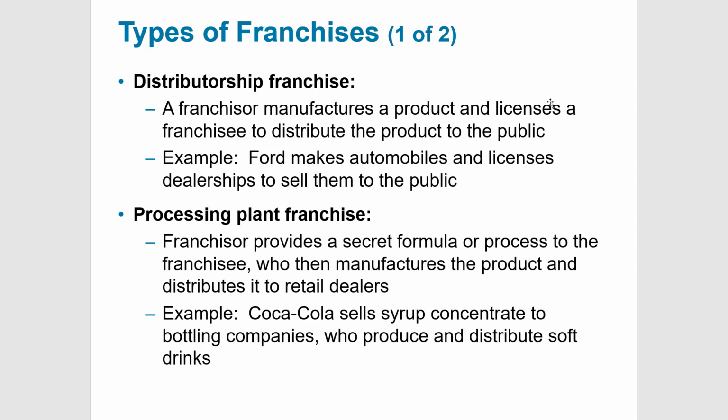So one kind is a distributorship franchise. This is where a franchisor manufactures a product and then licenses a franchisee to distribute the product to the public. So an example of this would be car dealerships. The way that cars are sold in the United States is kind of weird. We all basically have to go through dealerships, although Tesla is sort of trying to change this model. Maybe it'll change, maybe not. But right now, what we're stuck with is the dealership model.